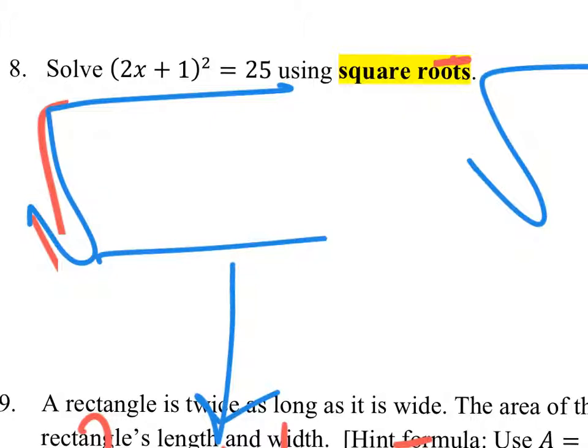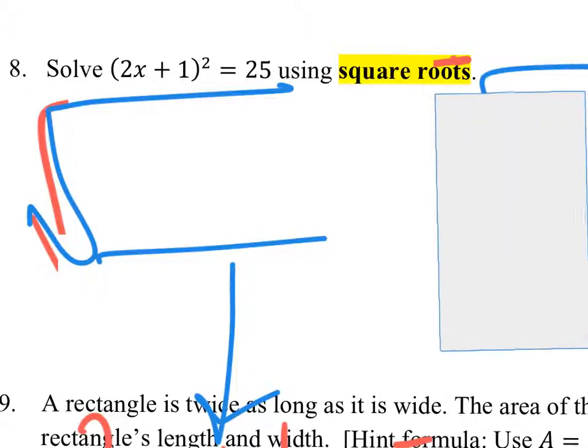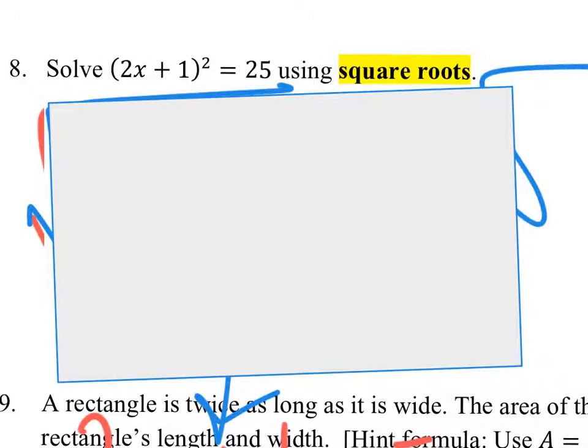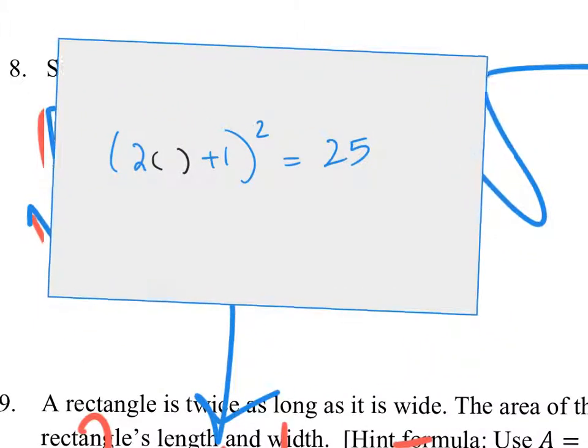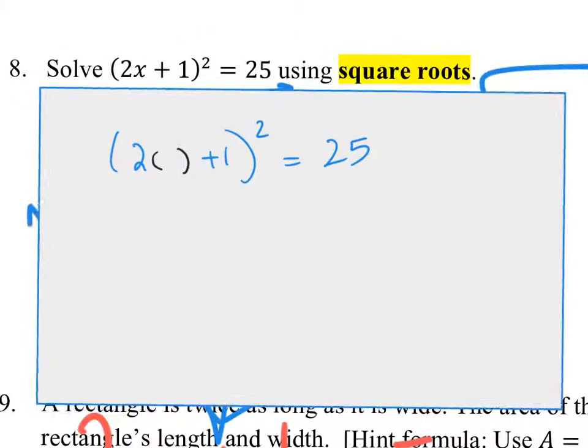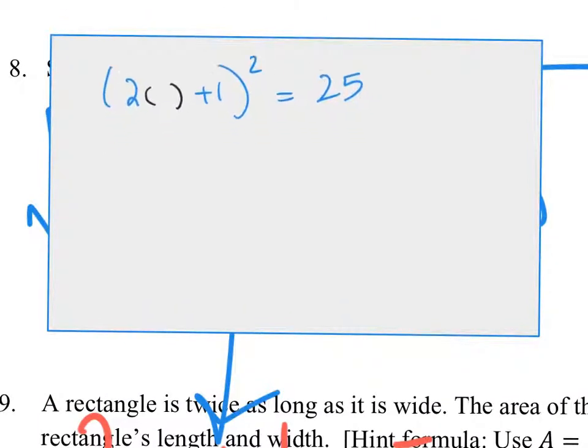Let's check the work, and I'm going to show you again how to check your work. You're going to check your work by plugging into 2 times x plus 1, squared, equal to 25. We want to see if this works. Our answers were 2 and negative 3. So let's start with 2 first. If we put 2 in here, 2 times 2 is 4. 4 plus 1 is 5. 5 squared is 25. So yes, that one's correct.